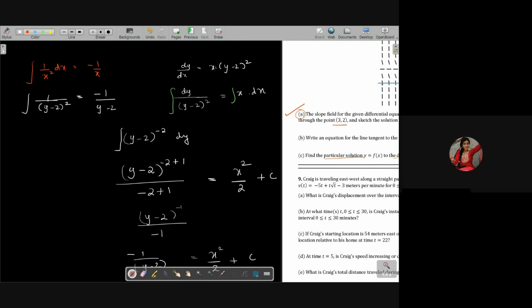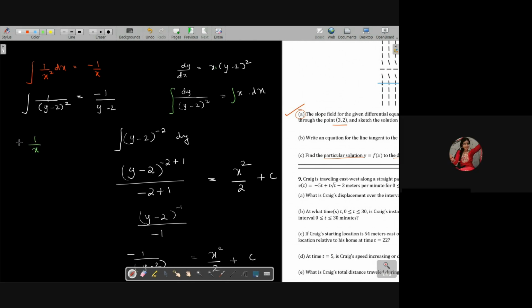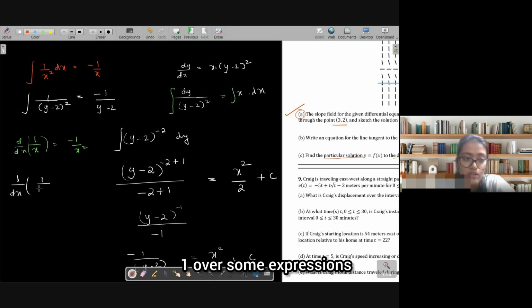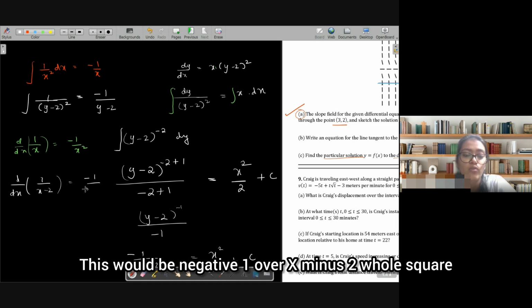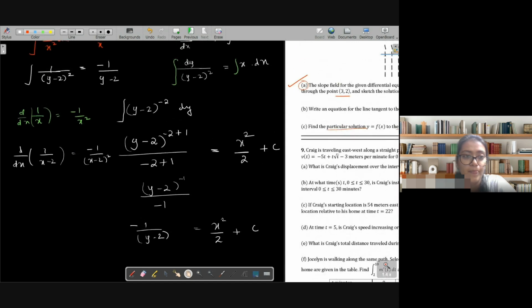Also, one more thing: the derivative of 1 over x is negative 1 over x squared. So if you have to find the derivative of 1 over some expression, anything like x minus 2, this will be negative 1 over (x minus 2) whole squared.